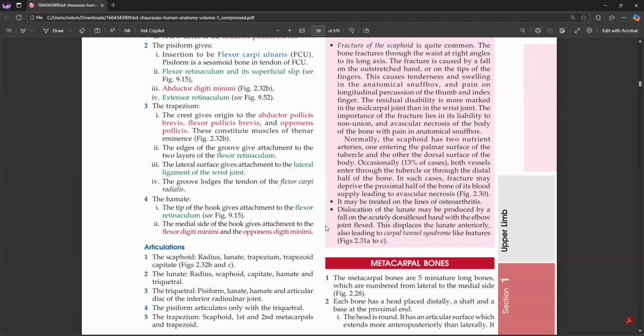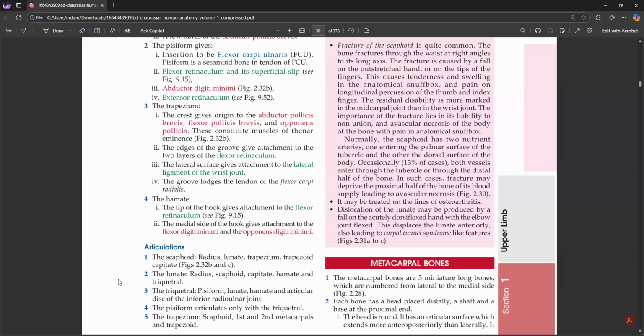Number 4. The hamate. The tip of the hook gives attachment to the flexor retinaculum. See figure 9.15. The medial side of the hook gives attachment to the flexor digiti minimi and opponens digiti minimi.